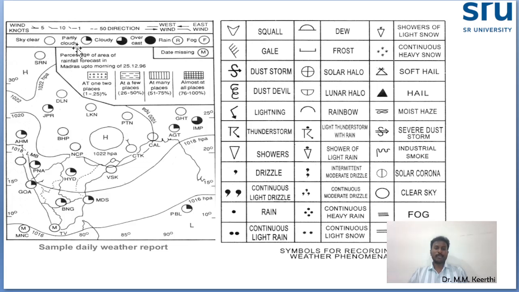Partially cloudy means 1 by 4th. Cloudy means 3 by 4th. And overcast means completely black. And rain means an R will be there inside. And fog means an F will be there inside.